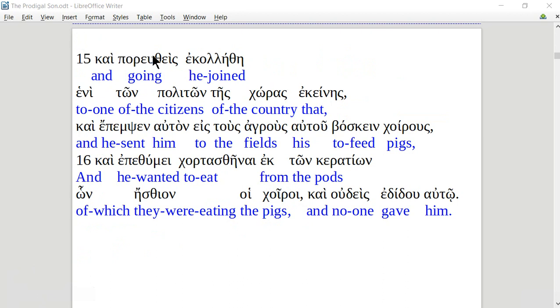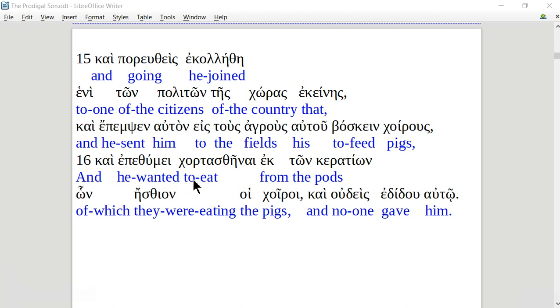Kai poreutheis ekolleThe, and going he joined. So we say he went and joined up, or enlisted, if you like, or took on a job with one of the citizens of that country. Kai epempsen, and he, the citizen, sent him eis tous agrous, to the fields, to his fields, boskein choirous, to feed pigs. Not a very happy job for a Jew.